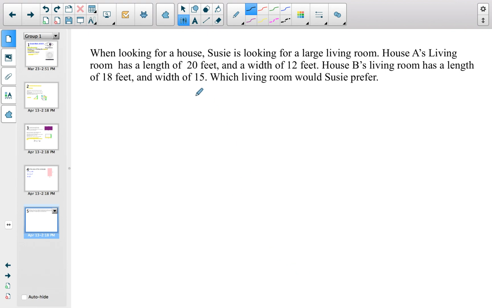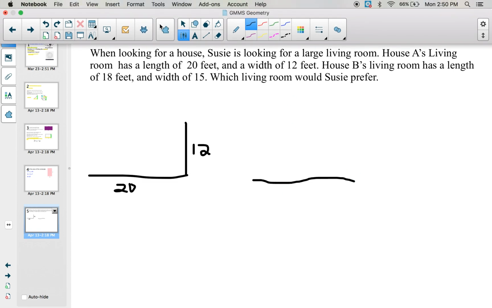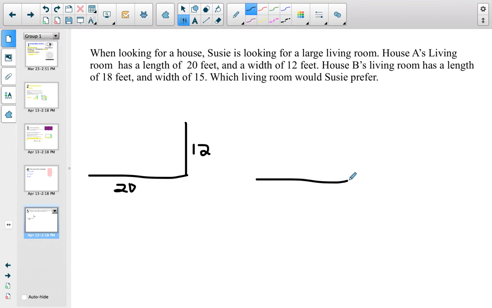Now, here is a problem that might be a little more difficult if we look at it, but we're still doing the same thing. We're looking for a house. Susie is looking for a large living room. House A's living room is 20 by 12. And house B's living room is a length of 18, let's see, 18 by 15. Which one would Susie prefer?